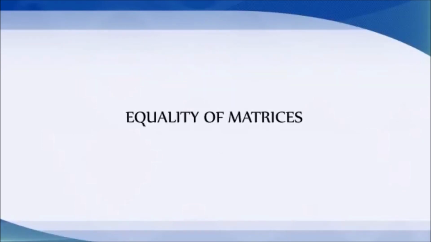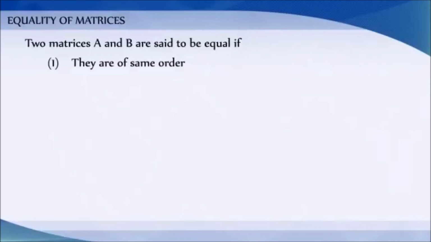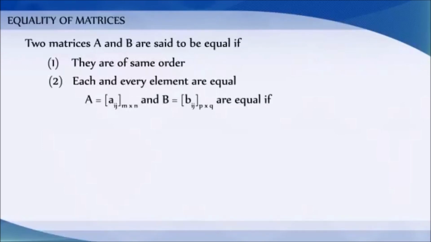Equality of matrices. Two matrices A and B are said to be equal if they are of the same order and each and every element is equal. That is, the matrices A = [aij] of order m by n and B = [bij] of order p by q are equal if m = p, n = q, and aij = bij for every i and j.